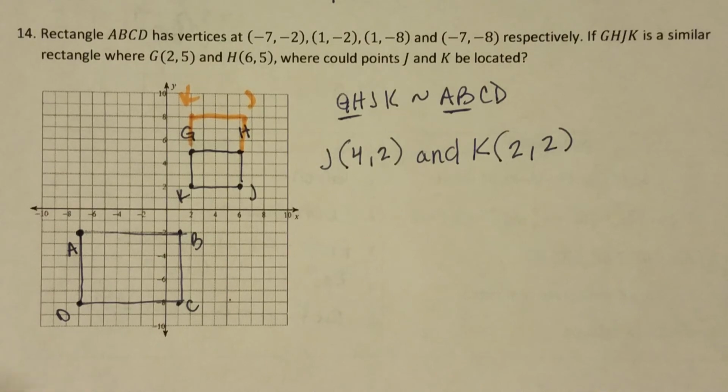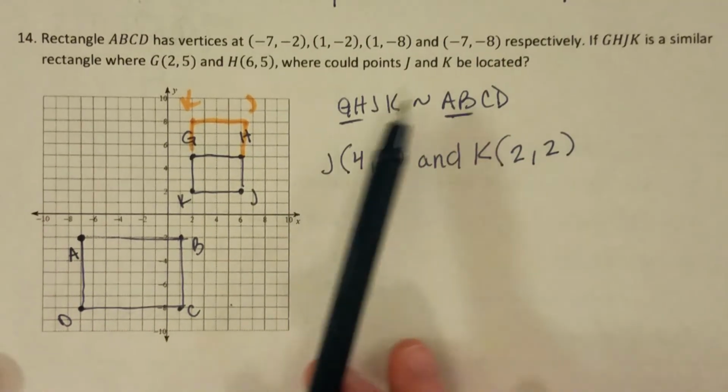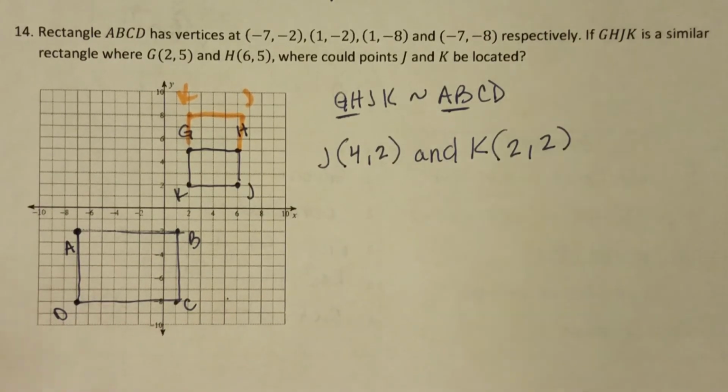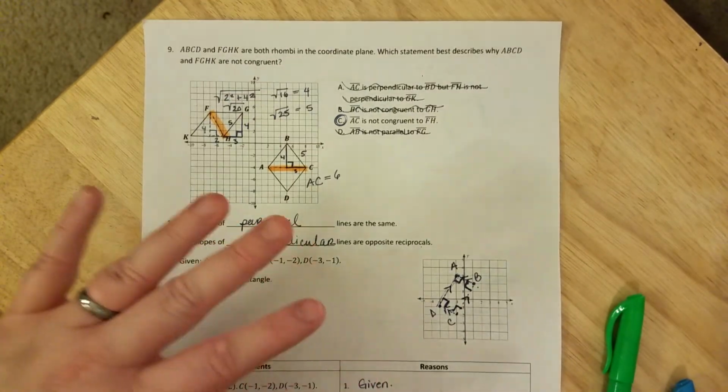So the important thing that you have to pull out of this is that because these shapes are similar, their sides have to be proportional to each other. And that's it. That is it for our Unit 6 review.